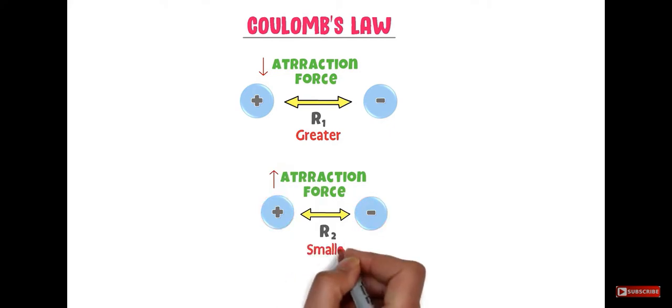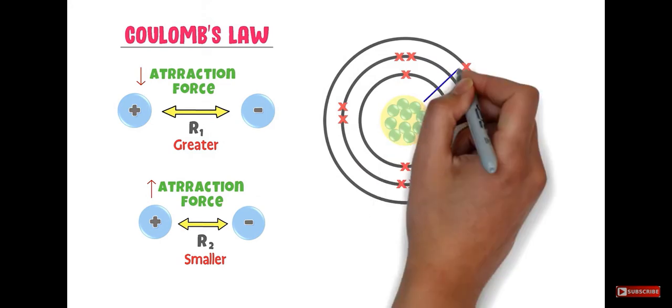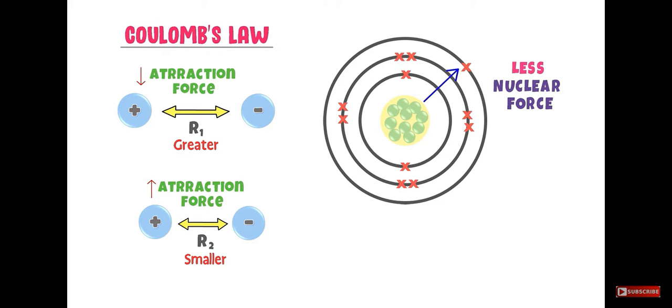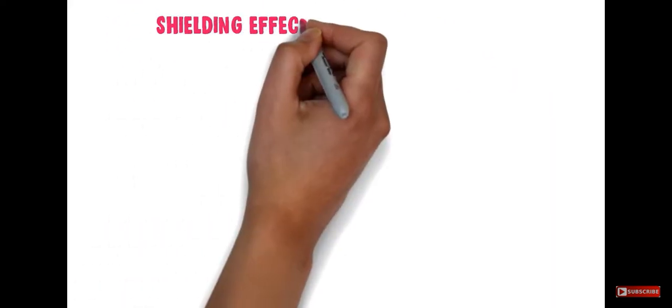According to Coulomb's law, there is less attraction force between this proton and electron because the distance r1 between them is greater, while there is more attraction force between this proton and electron because the distance r2 between them is smaller. Therefore, in the light of Coulomb's law, we can say that outermost electrons experience less nuclear force because they are usually far from the nucleus, while the electrons in the first shell experience the highest nuclear force because they are near the nucleus.